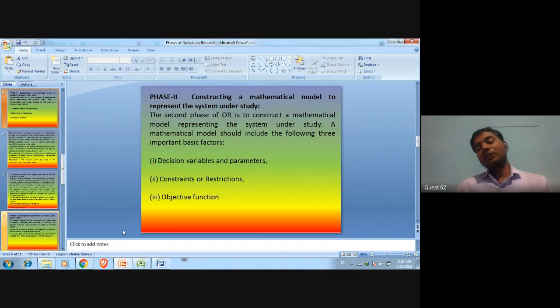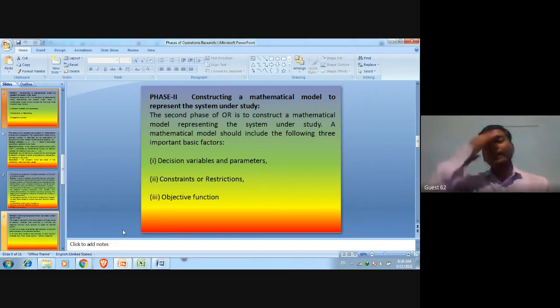Constraints or restrictions mean you have limited resources. After using those limited resources, you have to achieve your organizational objective. You have some restrictions because you don't have unlimited resources. And decision variables are those factors which affect your objective function, or which are used to achieve your organizational objective.